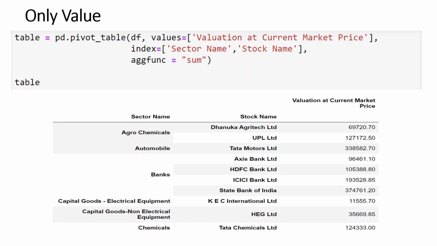Now this example is showing the total valuation of the stock sector wise and stock wise. That's why I've written sector name and stock name in the index field and valuation at current market price as a value field. So it will show the current valuation of each stock under each sector for that particular person.